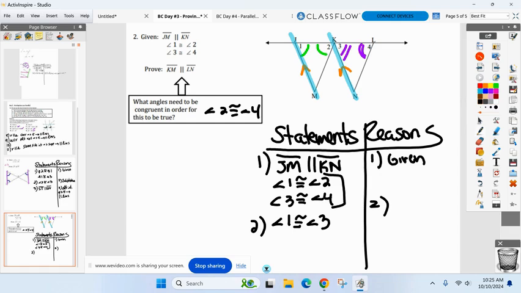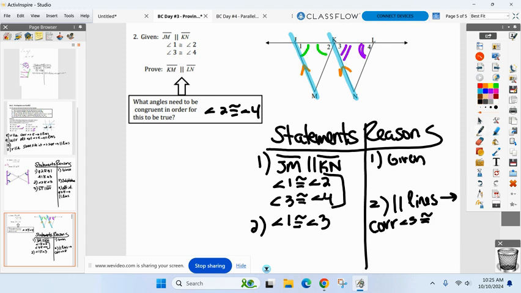This is where you've got to be on top of your game when you write this reason. This is something we did yesterday and the day before. Why is 1 congruent to 3? I had parallel lines, and when I have parallel lines, that implies what type of angles did Theodore just give me? Corresponding angles congruent.